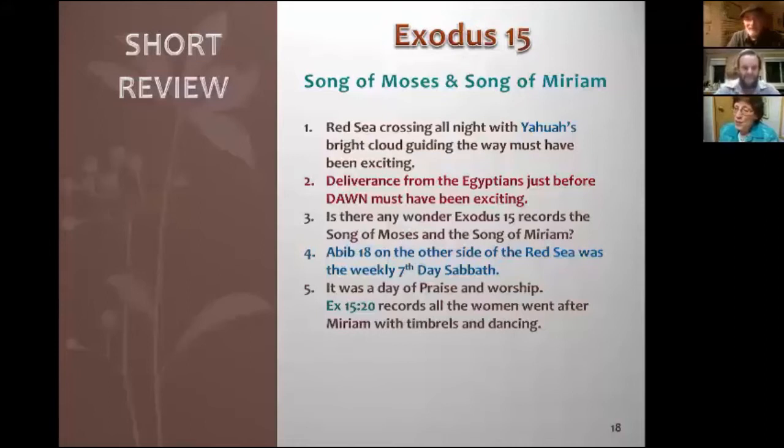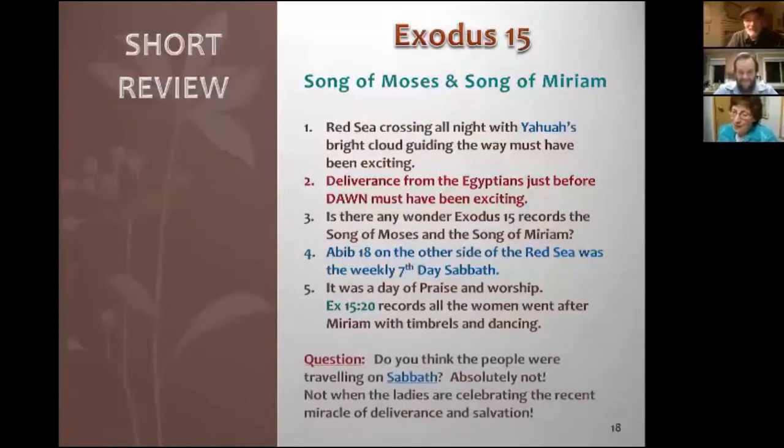Exodus 15:20 records that all the women went after Miriam with timbrels, and they were dancing. And Tim came up with this. Do you think the people were traveling on that Sabbath? Absolutely not. Not when all the ladies are celebrating this miracle of deliverance and salvation and they're dancing. Nobody is going anywhere. It's funny that it's mentioned. I don't think the men even broke camp. I would think that it's not just the ladies that were celebrating this too. I think all the fellows are right up there with them. Absolutely, yeah. 100%.